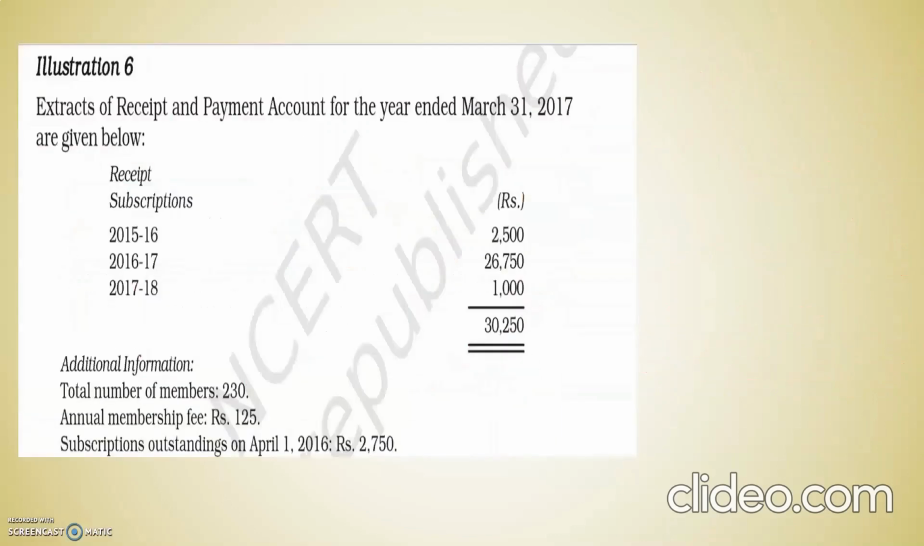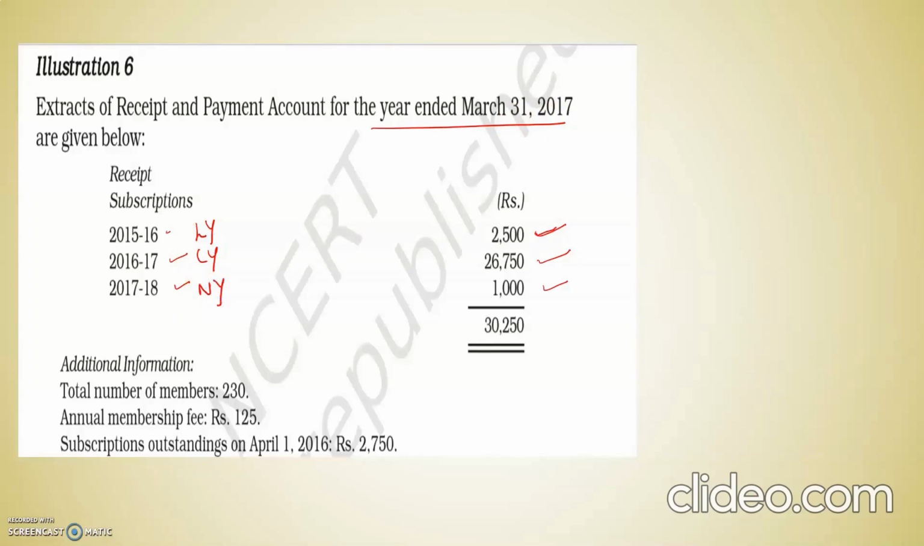Let us see one more illustration. Okay, in this illustration, it is given that in the year ending 31st March 2017, we collected 2,500 of 15-16, 26,750 of 16-17, 1,000 of 17-18. In this, we have to identify the year: current year, last year, and next year. So here, March 2017 ending means current year is 16-17. This is last year and this will be the next year.